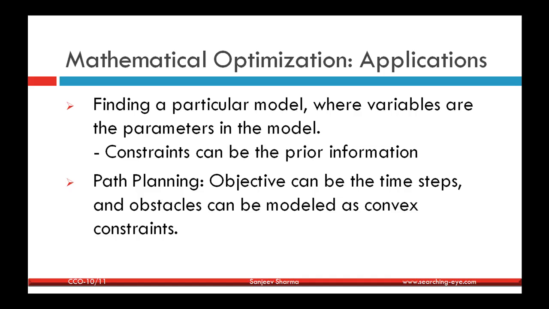So another example is in path planning. In the path planning problem, your objective function could be the time step. So you want to reduce the number of time steps required to reach the goal location from your source location, and the constraints can be such that the robot or the vehicle should avoid the obstacles in the path. So the path planning problem, and in fact many of the research papers in path planning, involve some kind of optimization problem.